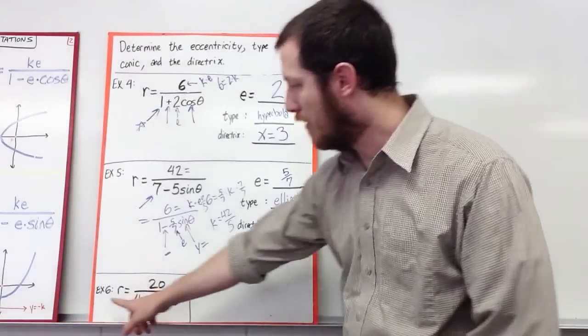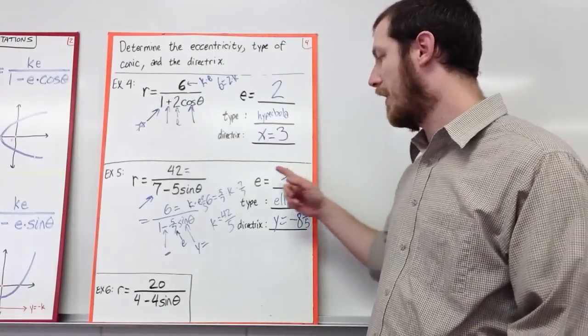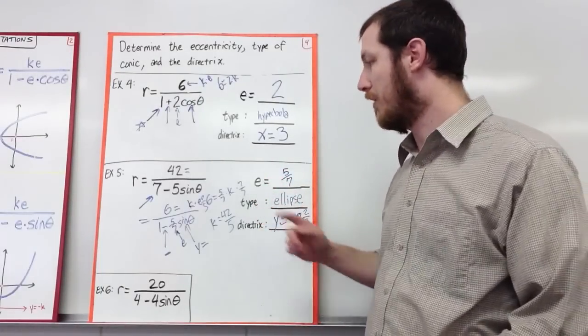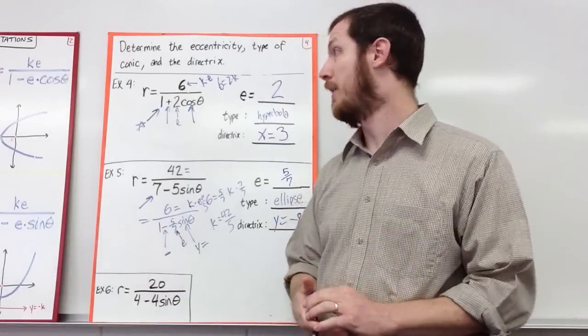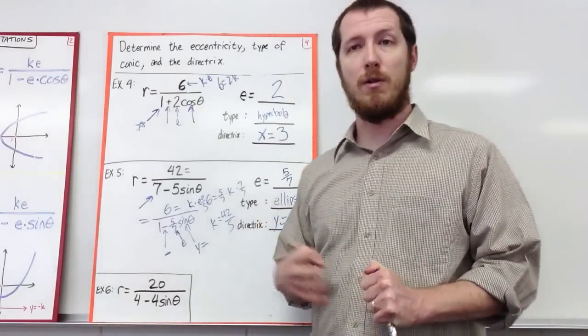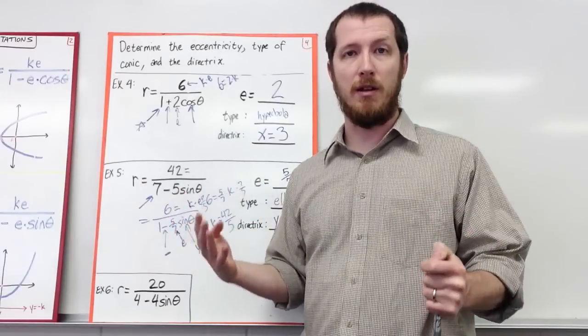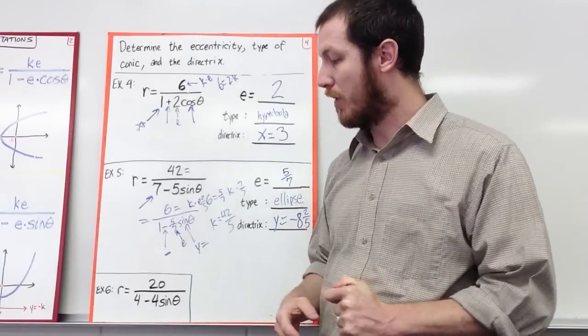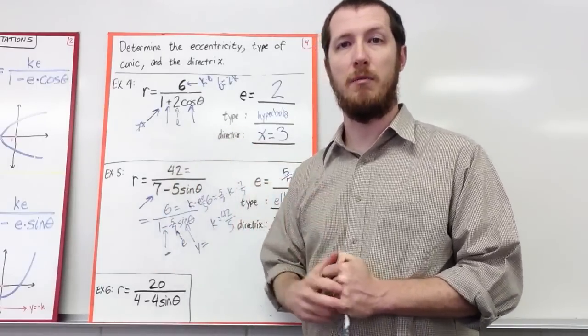You guys try one in your notes, do example number 6, copy down this equation, and find the eccentricity, type, and the directrix. So, we talked about polar equations of conics, the 4 standard orientations, how to determine what type it's going to be by looking at our eccentricity, how to determine where the directrix is, either with the given information or pulling it from an equation.